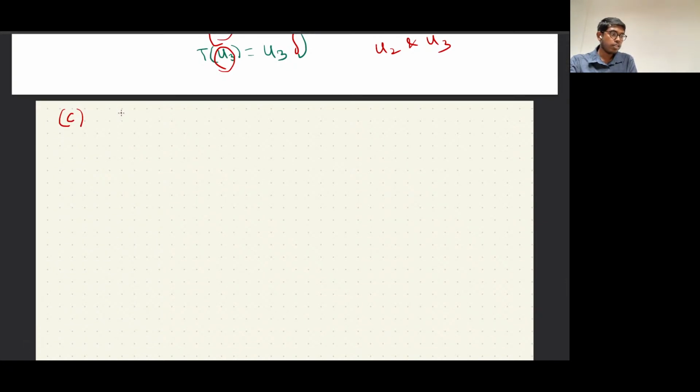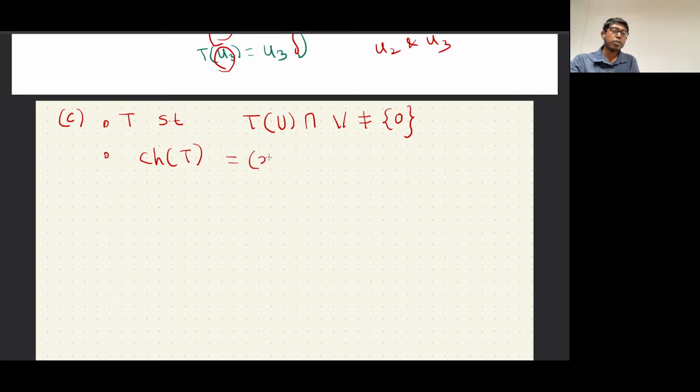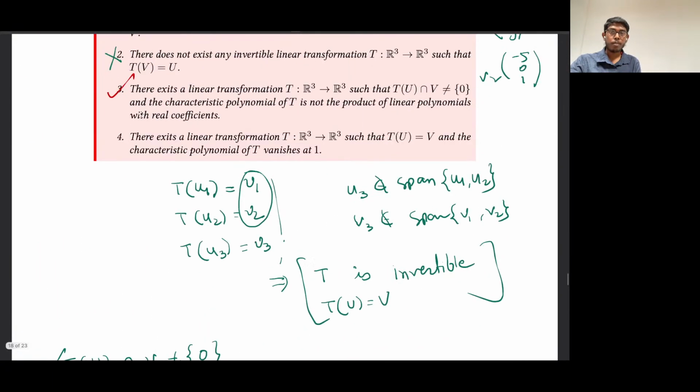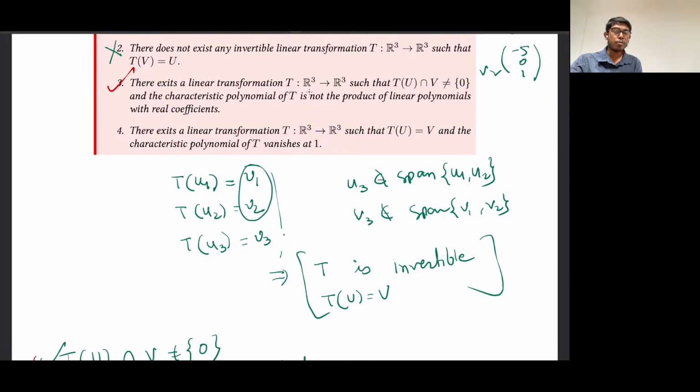It says to construct T such that T of U intersection V is not 0, and the characteristic polynomial of T should not be equal to (x minus lambda 1)(x minus lambda 2)(x minus lambda 3), where lambda 1, lambda 2, lambda 3 are distinct. We don't want this. This is what it says: that there exists a linear transformation T from R3 to R3 such that T of U intersection V is non-zero.